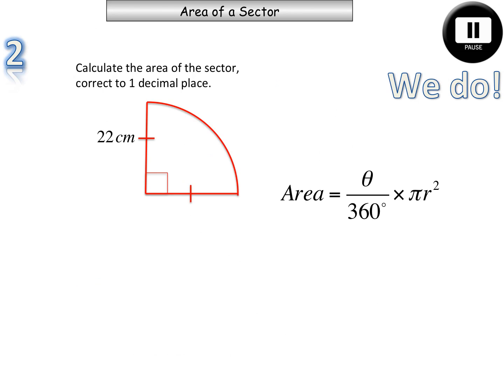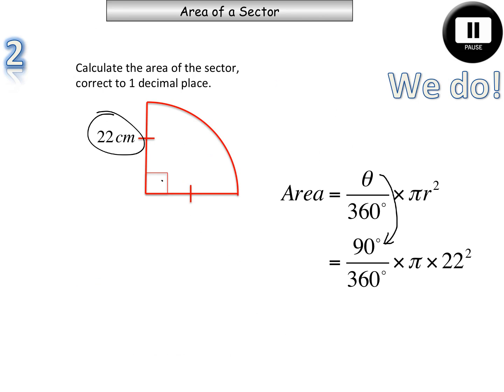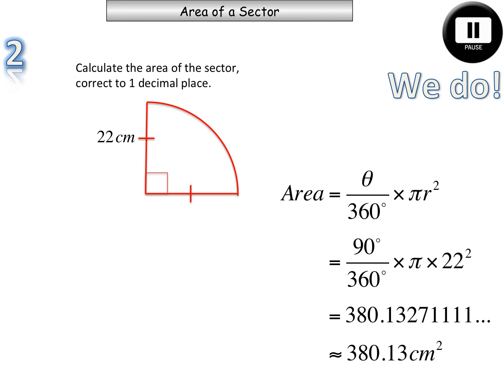Okay, so step one again, you write down your formula, theta over 360 times pi r squared. Put in your angle, which is 90 degrees. So that's 90 degrees there, and our radius is 22. So 90 over 360 times pi times 22 squared. Have your calculator display, and then round it off to one decimal place. Well, one decimal place will be 380.1.